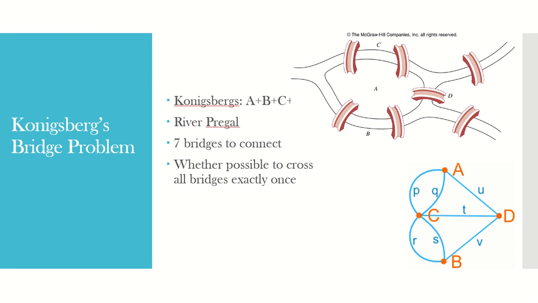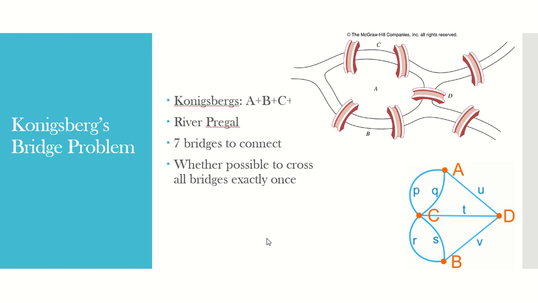Now let's see what is Königsberg's bridge problem. So Königsberg is actually a city where you have got four major parts: A, B, C, and D. There are four major subparts of the city, and there is a river called Pregel, which is flowing through the city. The city is being divided into A, B, C, and D because of the flow of this river.